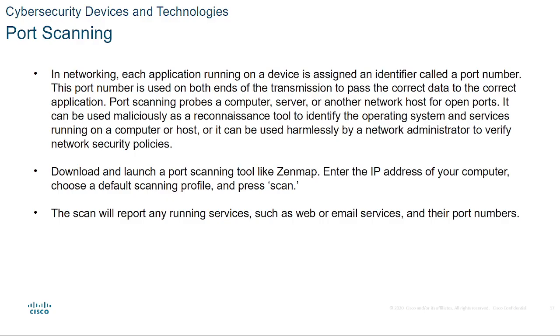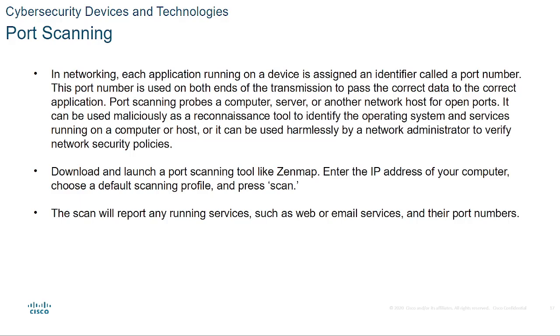Port scanning. In a network, each application running on a device is assigned an identifier called a port number. So this port number is used on both ends of the transmission to pass the correct data to the correct application. Remember, before you can connect a cable to a computer, you connect it through the port. So that's the same way. Before you can send a message to a computer over a network, that message has to go through a port to that particular host device. So the port number is used on both ends, right?